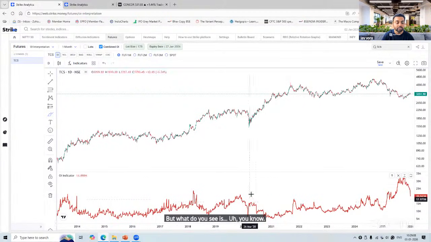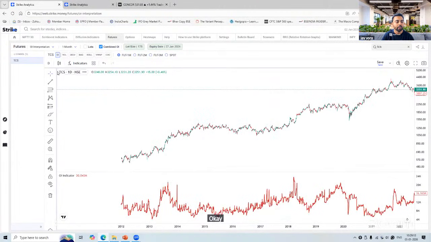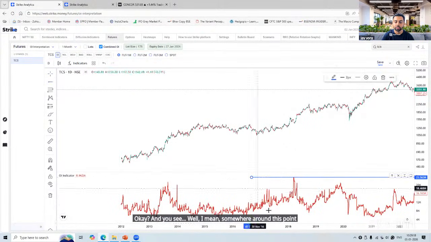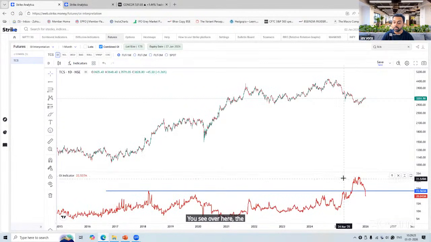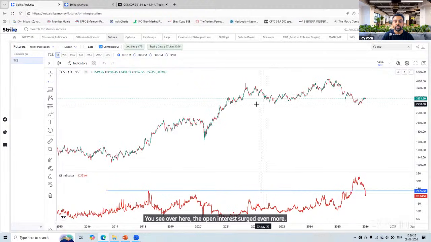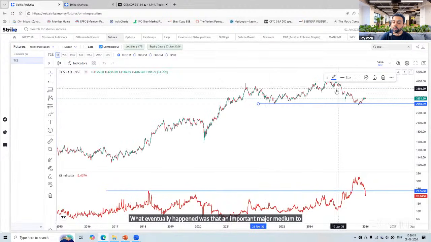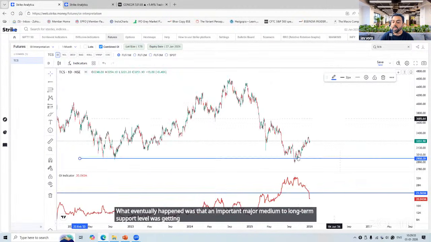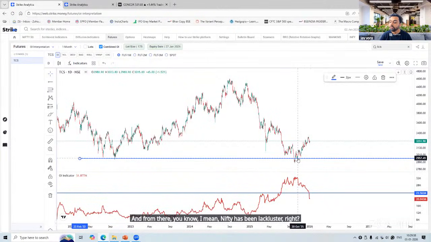But what you see is open interest at an extreme high. So mind you, we have the data since 2012. Okay. And you see, somewhere around this point was the highest open interest, right? You see over here, the open interest surged even more. What eventually happened was that an important major medium to long term support level was getting tested, and from there, Nifty has been lackluster, right? But even despite that, TCS has gone up 8-10%, right?